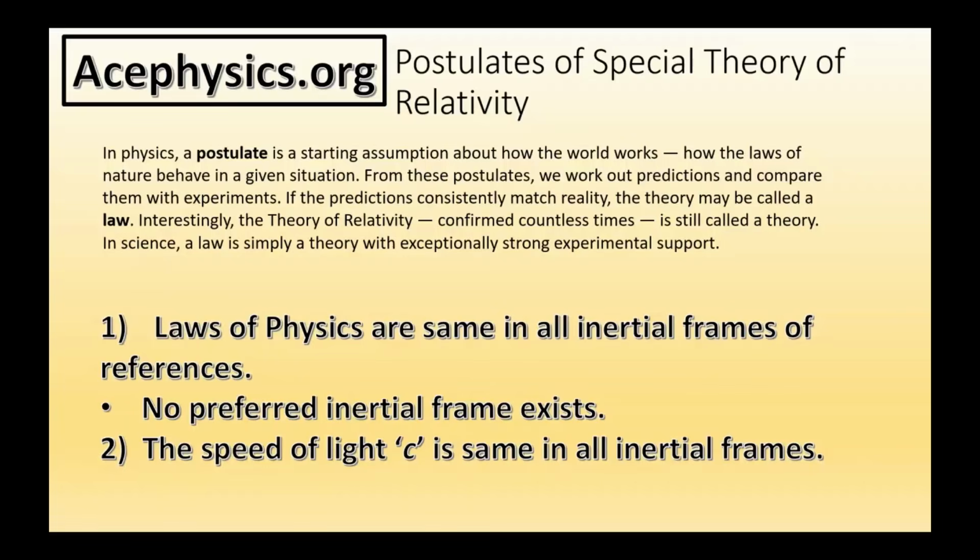All of special relativity is built on two fundamental postulates. In physics, a postulate is a starting assumption about how the world works, how the laws of nature behave in a given situation. From these postulates, we work out predictions and compare them with experiments. If the predictions consistently match reality, the theory may be called a law. These are the two postulates of relativity.